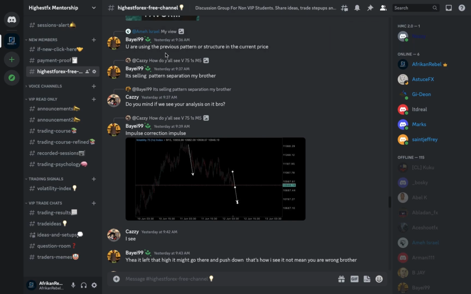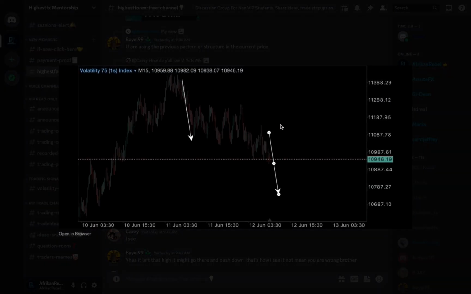He said someone posted something, then he said it's a selling pattern separation, my brother. This is what he said. And then the guy said, do you mind showing analysis? And then he posted this. This is what he showed to them. He said he's seen an impulse here. This is literally a correction we all see, and then a continuation to the downside. Now, with just this, it's as if the whole thing has been exhausted. If he posted only this, it's as if the whole thing has been exhausted because this is the impulse, right? This is the corrective phase, and now we already have the impulse here.